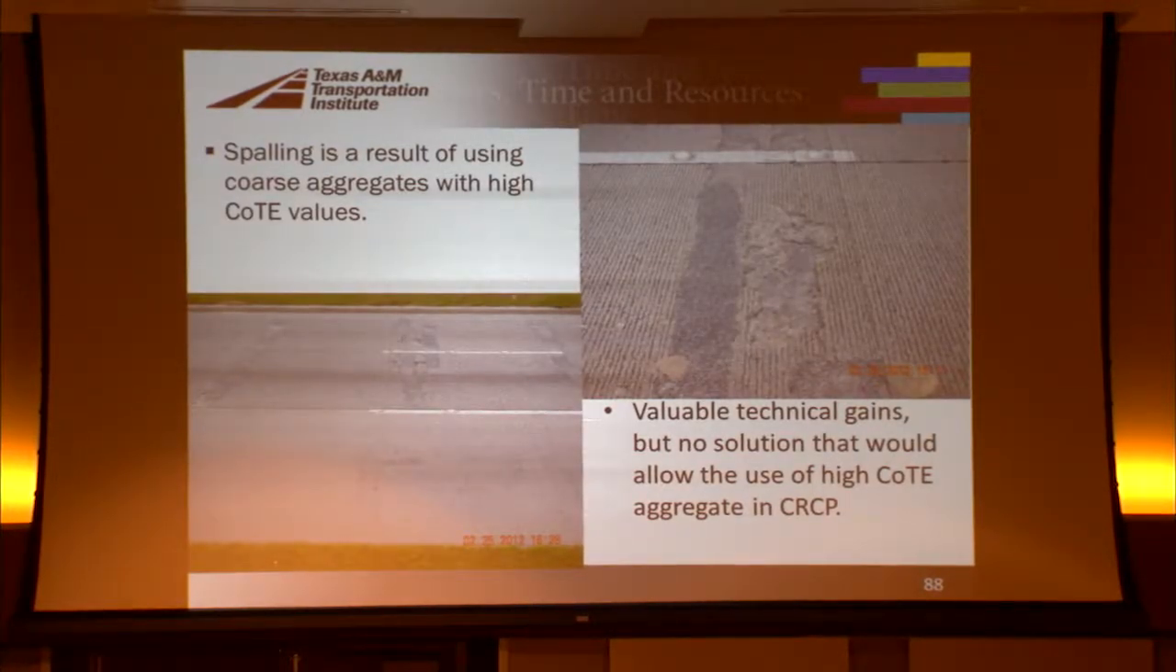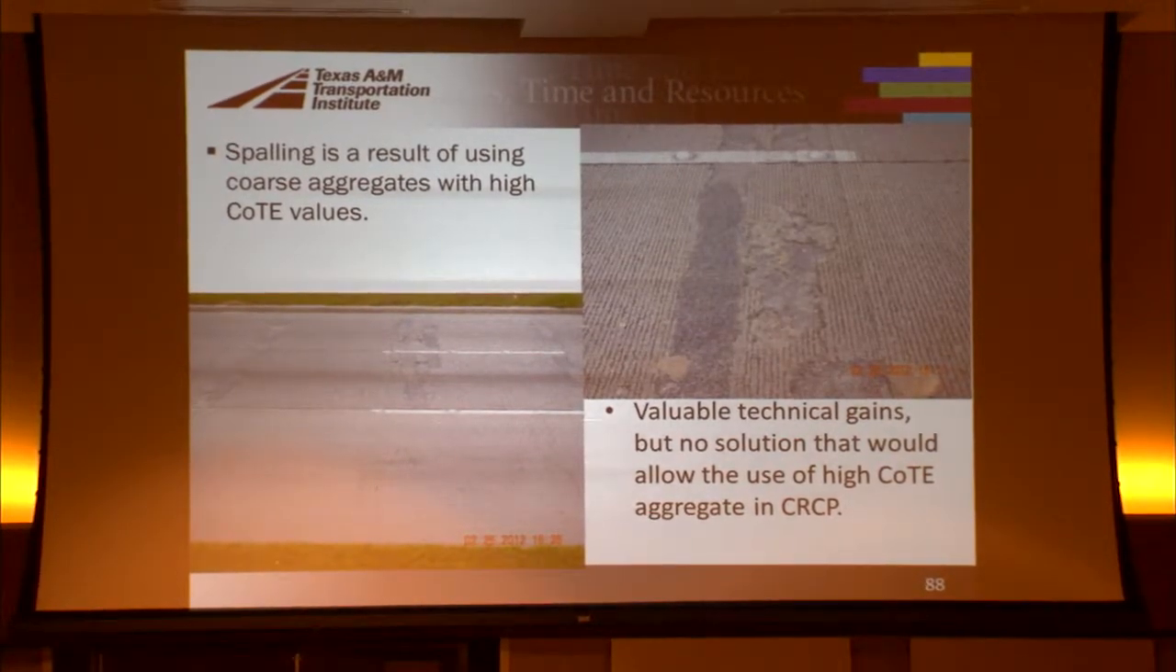It's a lot of repair. We found the relationship between spalling and the CTE, and we've done a lot of research, but we basically said for CRCP, we haven't found anything where you could use a high CTE aggregate in CRCP. So that's why it's in the spec, 5.5 or below.